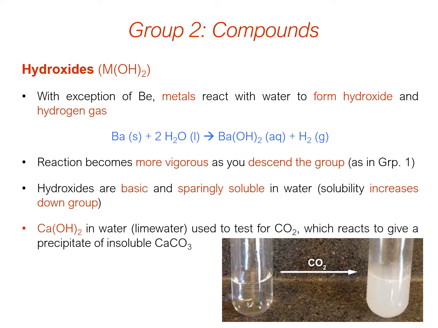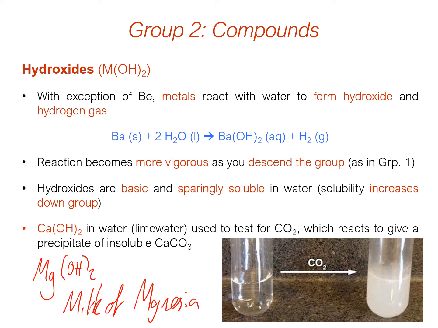Another use for these group 2 hydroxides is an example of magnesium hydroxide, and this one is commonly called milk of magnesia. And yeah, you can get this at the pharmacy. No, that's rubbish. It's an antacid, so it sort of neutralizes the stomach acid.